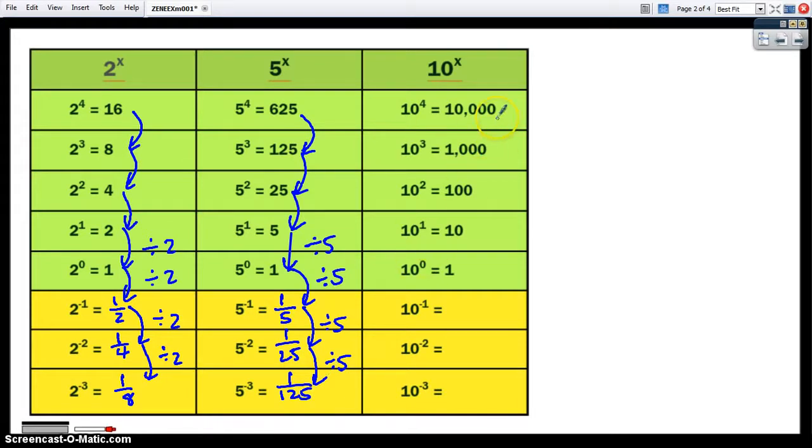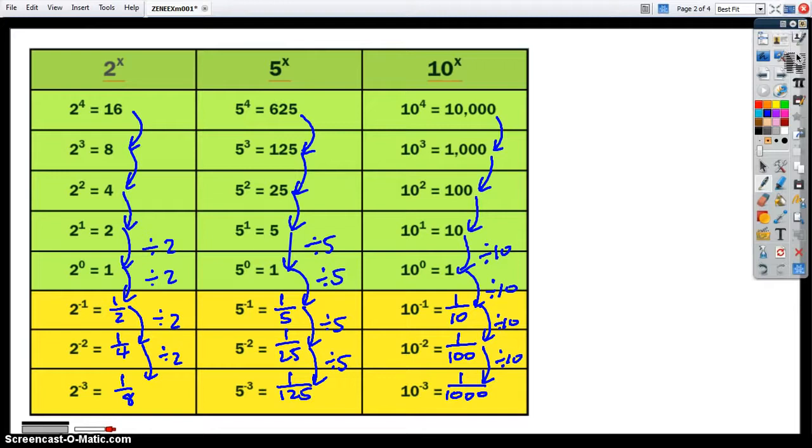Alright, and then finally the tens. Here we're looking at powers of 10, so each time we drop down to the row below, we were dividing by 10. So 1 divided by 10 is 1/10. What if we were to divide by 10 again? What's 1/10 broken up into 10 more pieces? Well, it'd be 1/100th. And then one more time, 1/1000th.